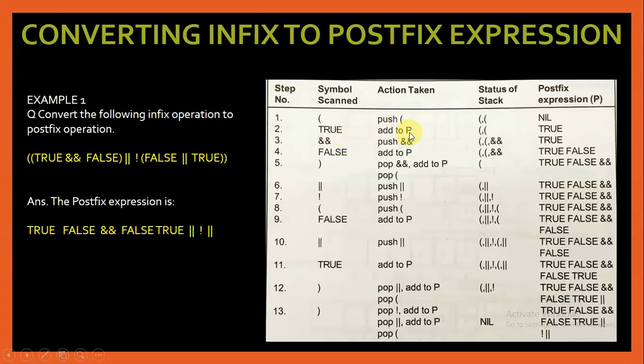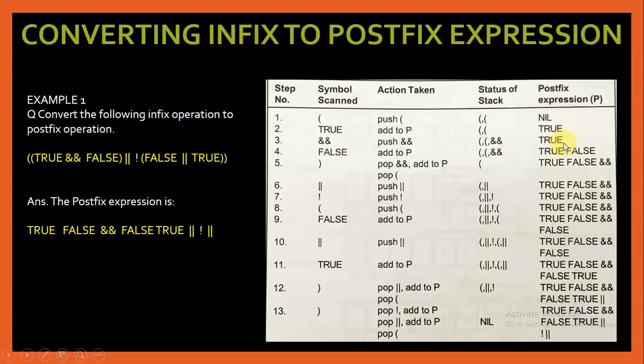So we will add it to P and stack will remain the same and the expression P now contains true. Now the next is the operator AND. This is the symbol of AND operator. So this is the symbol you have scanned and we simply push it into the stack because you can see that top of the stack contains left parenthesis and it is not an operator. So we do not need to check the priority. We simply push it into the stack and our postfix expression will remain the same.